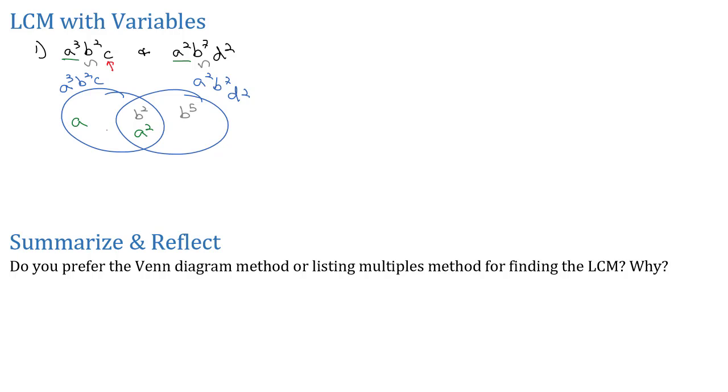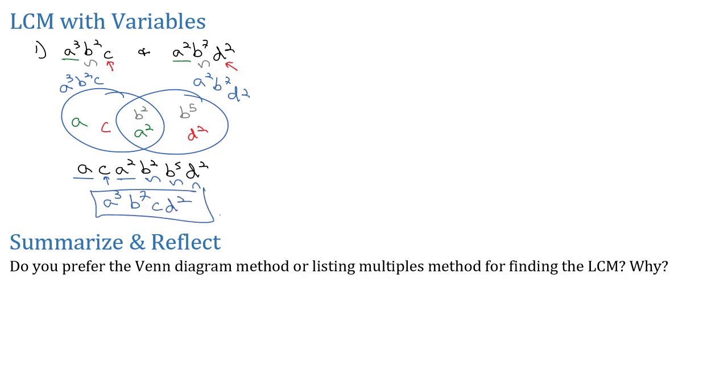Also, I see the left one has a c, and the right one has a d squared. That's not in common at all. So to find my least common multiple, I just have to multiply these pieces together. There's an a times a c times an a squared times a b squared times a b to the 5th times a d squared. Or to put that together, a and a squared, a has been multiplied 3 times. B squared and b to the 5th, b has been multiplied 7 times. There's a c, and there's a d squared. And so my least common multiple is a cubed b to the 7th c, d squared.